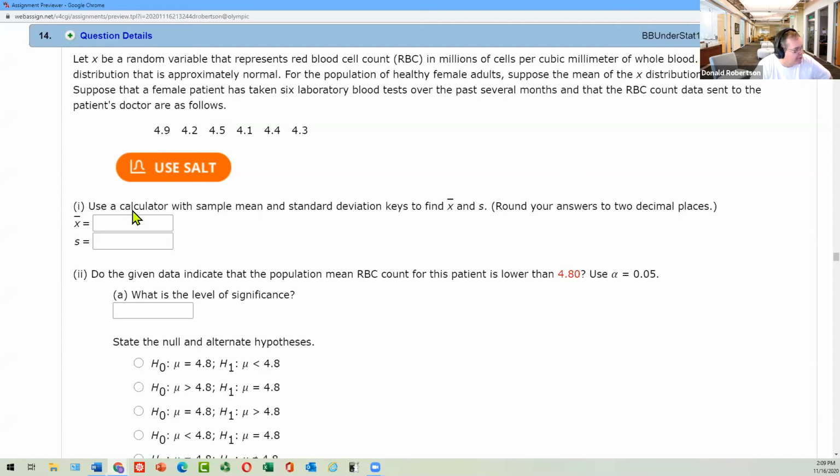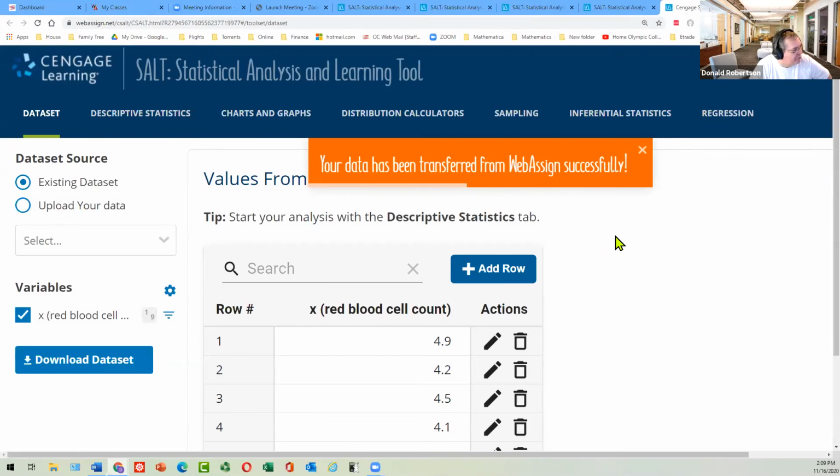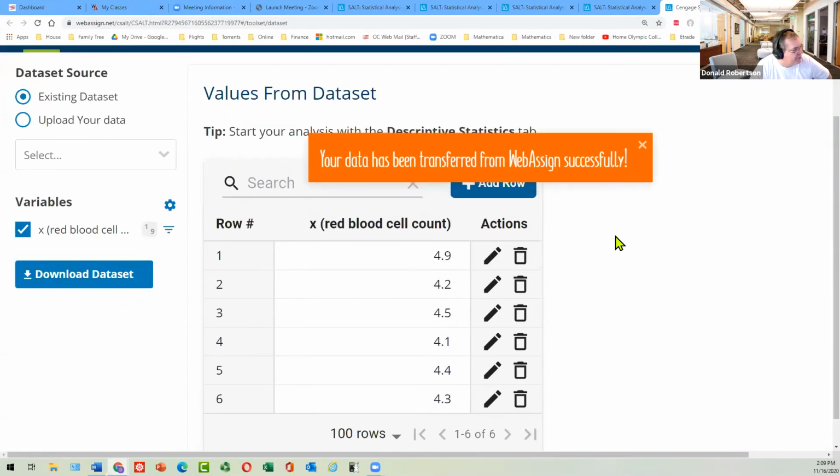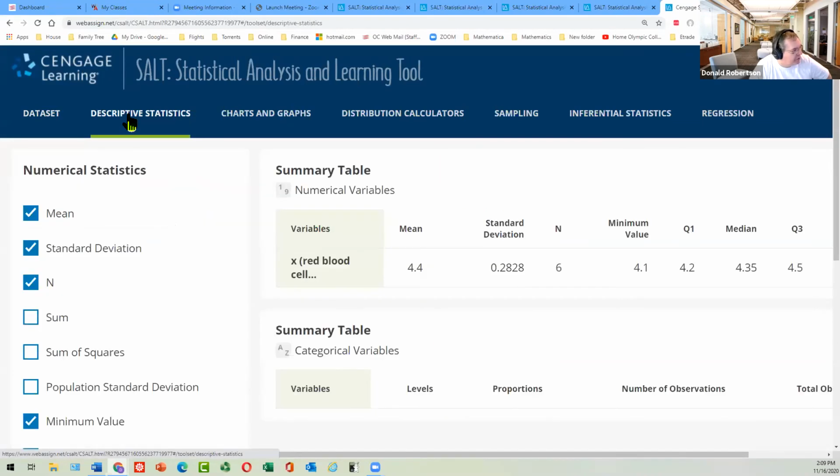So how am I going to get the sample mean and the sample standard deviation? Do you see how there's two boxes here and here? Going to click use SALT. Now, do you see that what we've got is this here? If you then click over to descriptive statistics, can you see that the mean is 4.4 and the standard deviation is 0.2828?